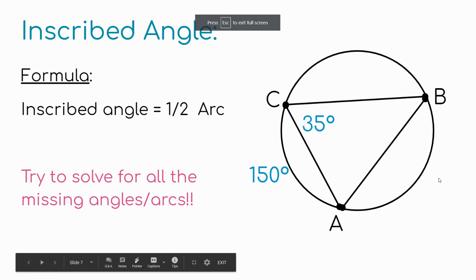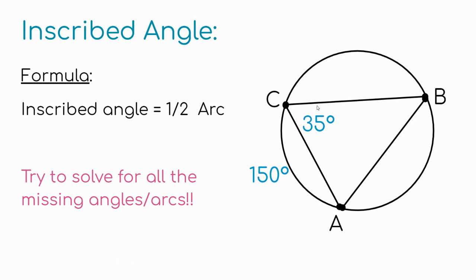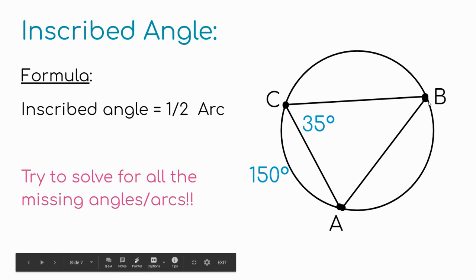So now we're going to try to solve for all the missing angles and arcs. What we know is if angle C is an inscribed angle, the arc it creates, so you'll see C goes out to A and C goes to B, so angle C creates arc AB. In order to find the arc, we're going to multiply the angle by 2, so 35 times 2.